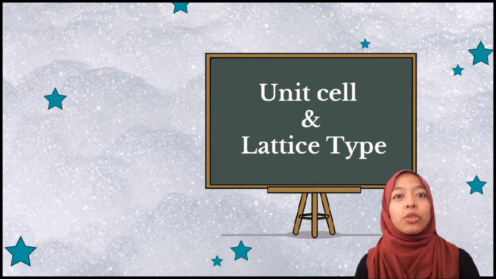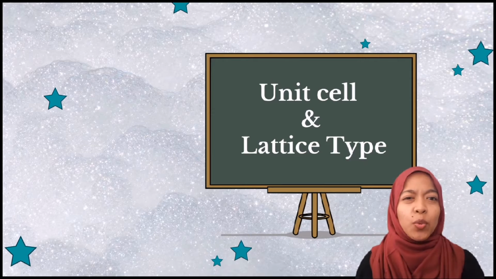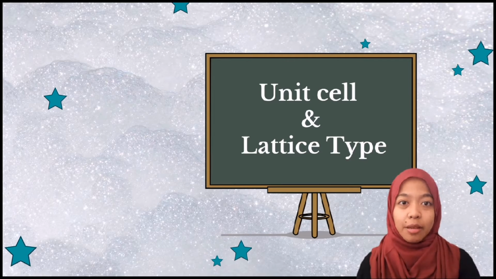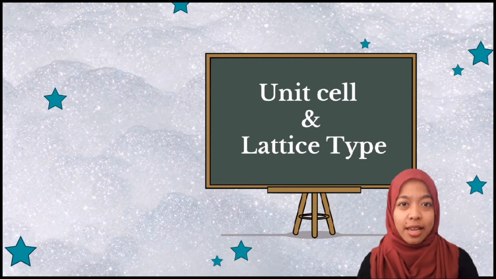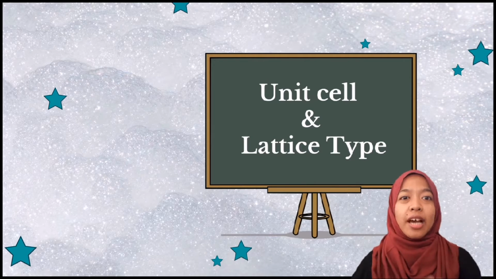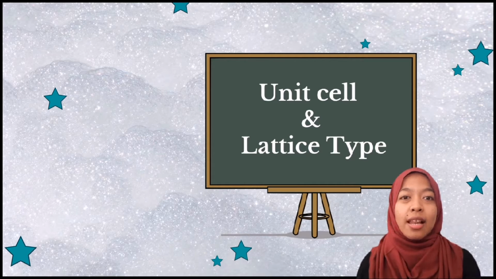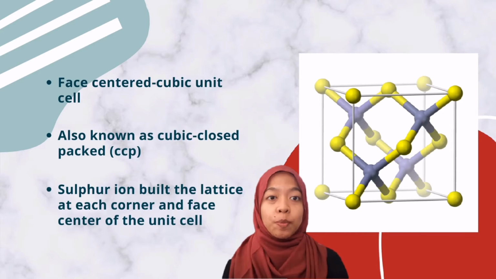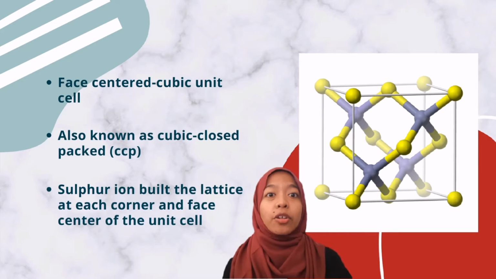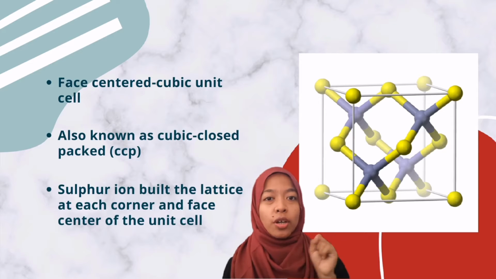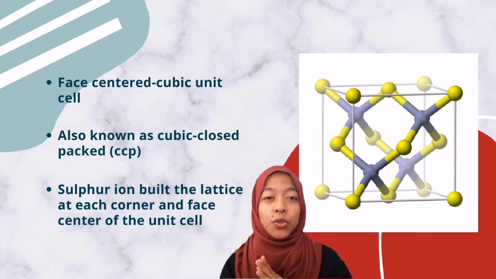Now, I will proceed to the first part of this presentation, which is the unit cell and lattice type. Unit cell of a crystal is an imaginary parallel-sided region from which the entire crystal can be built up. So, what is the unit cell and the lattice type of zinc blende? Zinc blende has a face-centered cubic unit cell of Zn2+ and S2-. This is because the sulfur ion builds the lattice at each corner and face center of the unit cell.